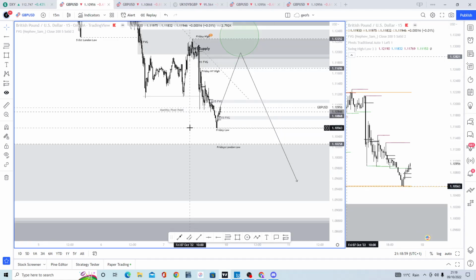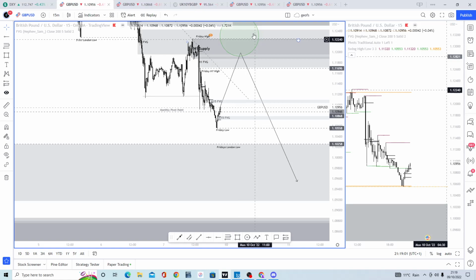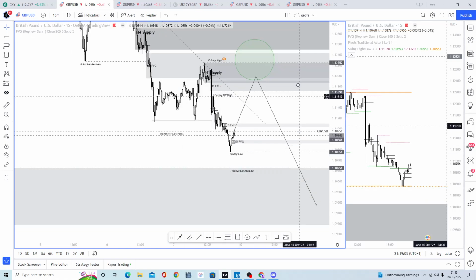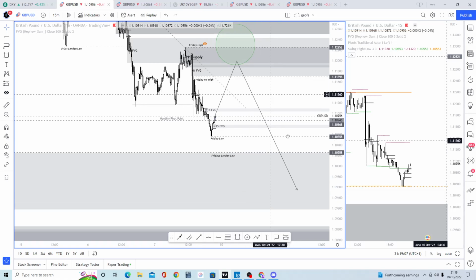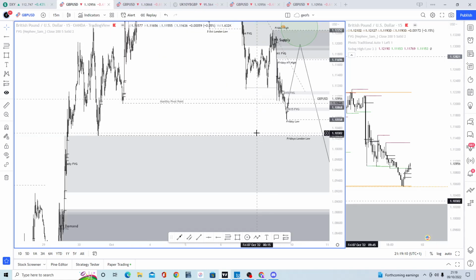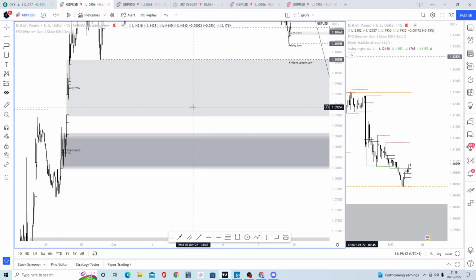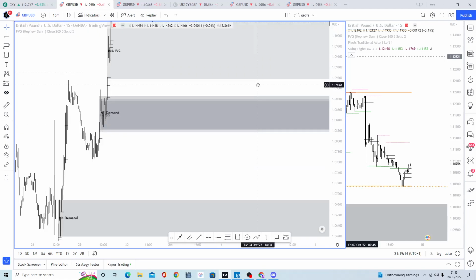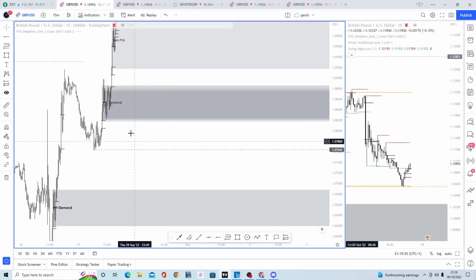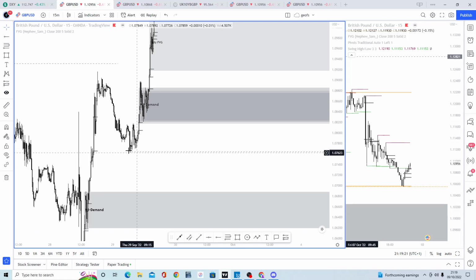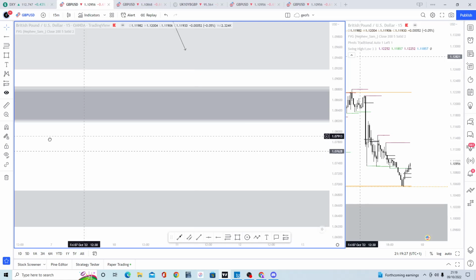Now we could go for Friday's low, fill here, and then go up. I don't know. We'll see. I think we have to look at Dixie to get a bit more granular here, but at the moment, that's all I see. Very significant low here. Okay, 29th September London low.